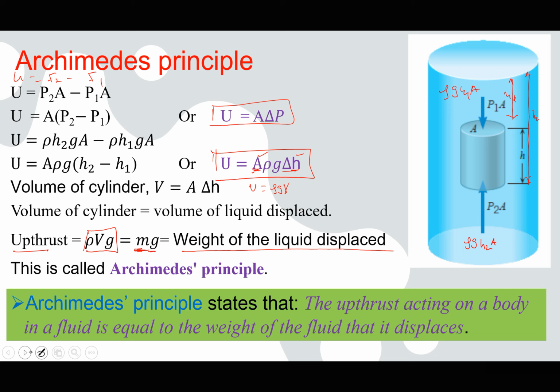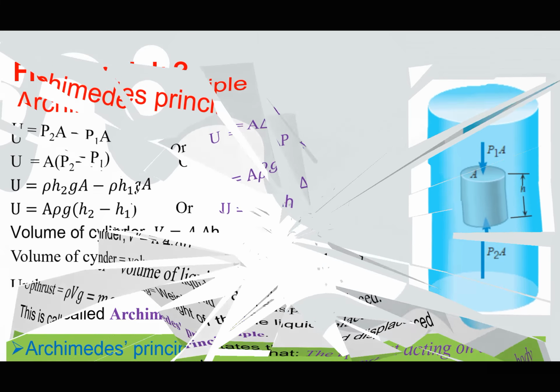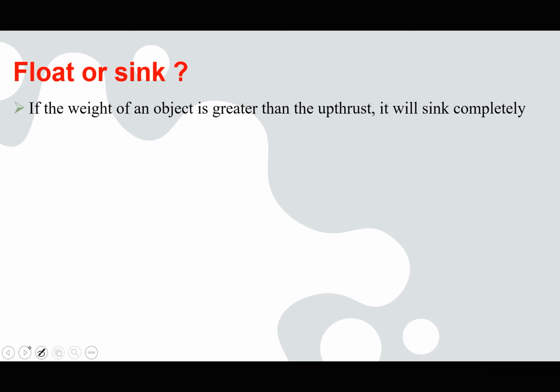That is Archimedes' principle. So you should be able to arrive at Archimedes' principle either mathematically or by just being able to state it. The upthrust acting on a body is equal to the weight of the fluid it displaces. That is Archimedes' principle for an object which is immersed in a fluid, or in a liquid to be specific. Okay, so having explored Archimedes' principle, we now remind ourselves of floating and sinking that we mentioned in IGCSE. When does an object float and when does an object sink?